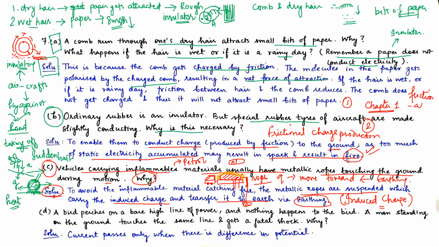Okay. Now we will go to the D subset. A bird perches on a bare high line of power and nothing happens to the bird. A man standing on the ground touches the same line and gets a fatal shock. Why? I'll explain it after we read the solution. Current passes only when there is a difference in potential. When V is different, then only charge will move and current will pass.